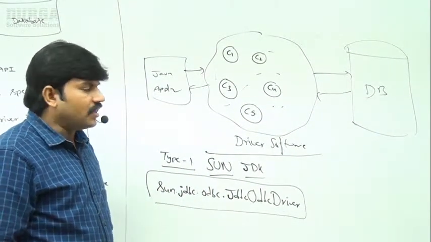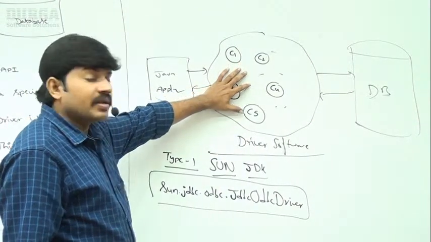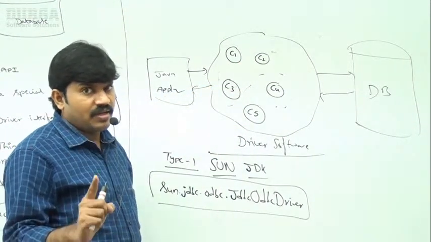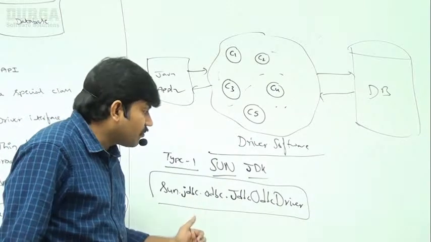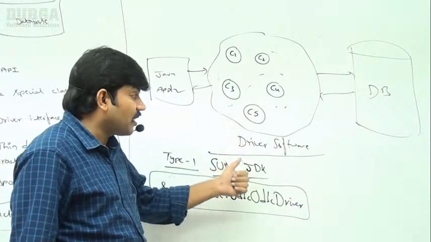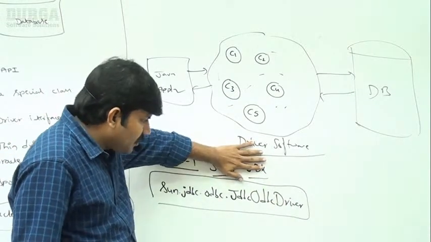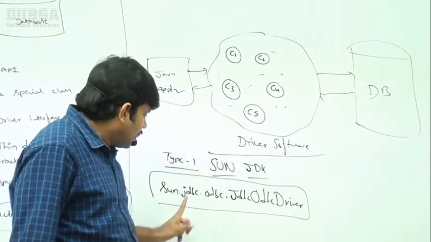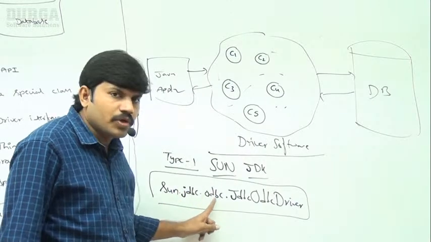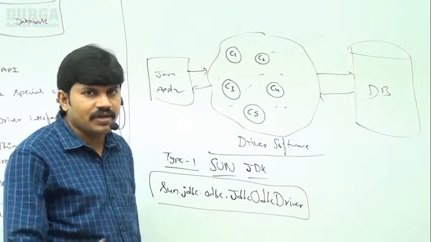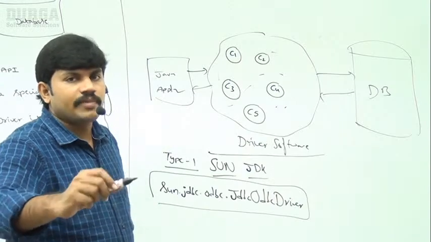Remember that, sir. Every driver software can be identified with some special class. That special class is called the driver class. For the type 1 driver, what is the corresponding driver class name? Sun dot JDBC dot ODBC dot JDBC ODBC driver. Remember that. Of course, in types of drivers, I will explain.